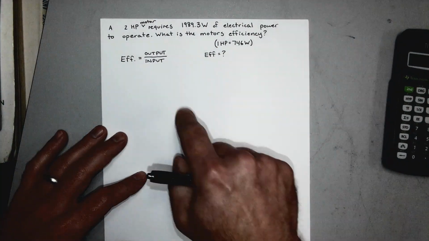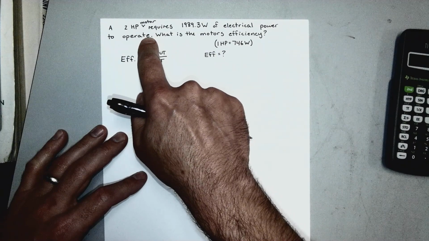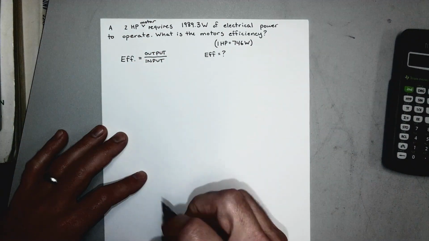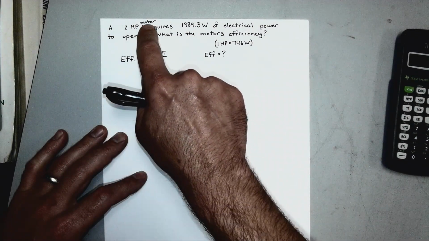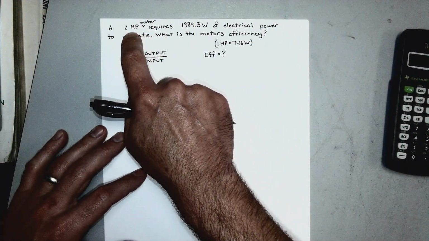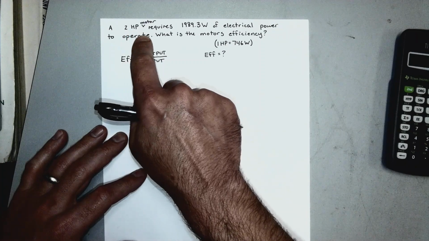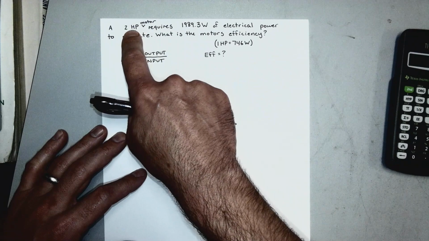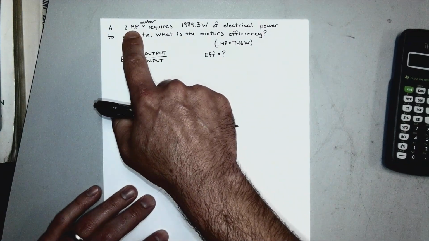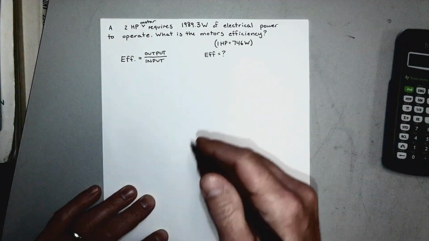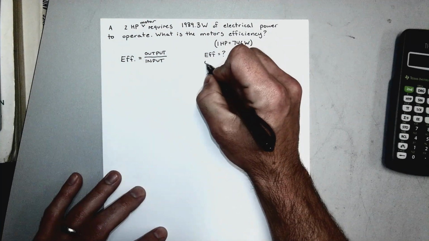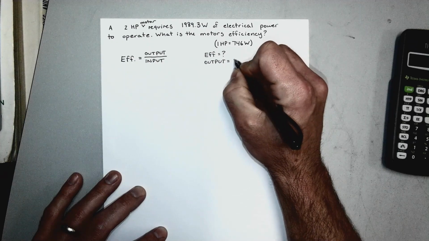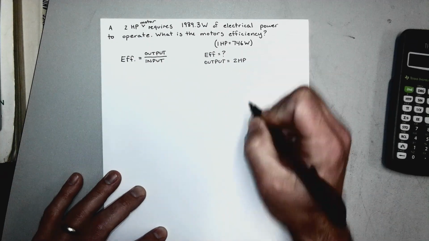So the next thing, a 2 horsepower motor. Any time the problem is giving you the horsepower of the motor, that is the output. That is what the motor is capable of providing as kinetic energy or as kinetic power, like motion. So this motor can provide up to 2 horsepower of power. And so this is output, and so we're just going to write output equals 2 horsepower.